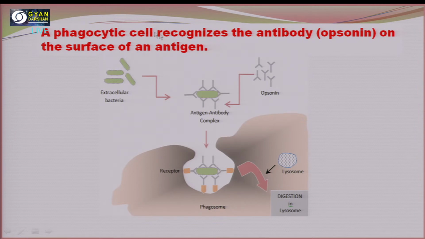Another: the phagocytic cells recognize the antibodies on the surface of an antigen. Here is the extracellular bacteria, which has antigenic properties. Here are the antibodies, which will bind with the receptors. The antigen-antibody complexes will bind, and then it is phagocytosed and ultimately cleared by the macrophages. So these are the mechanisms. That is known as opsonization.